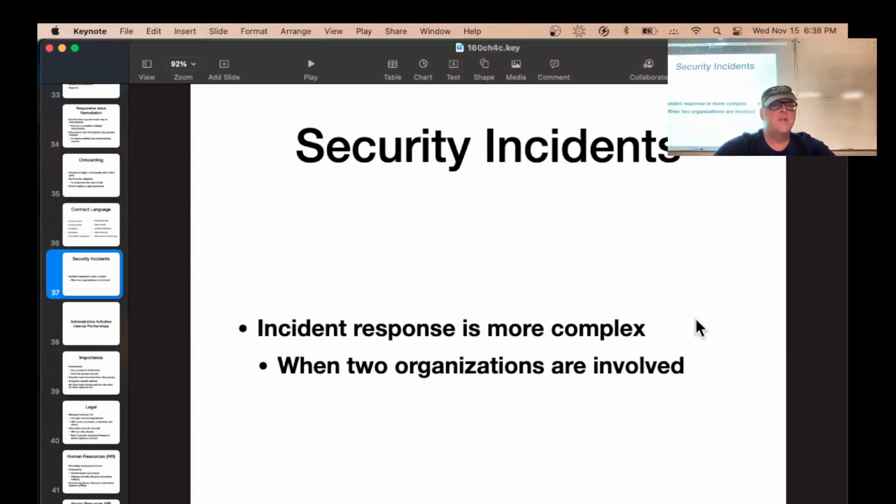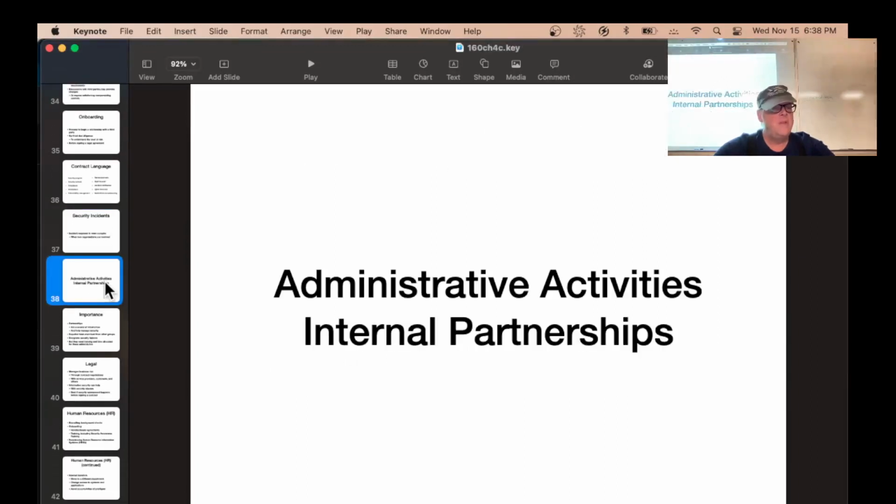So incident response is, of course, more complex. If you do get hacked, then you might not be able to get the logs, you might not be able to get a response from those people. It'll be an issue.